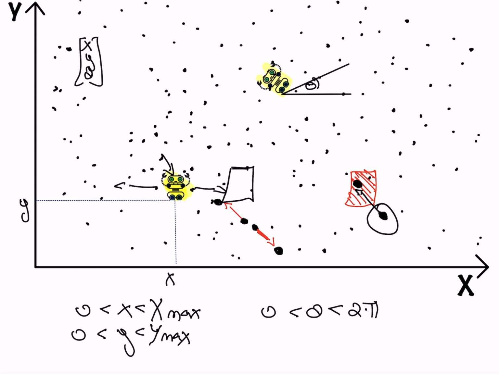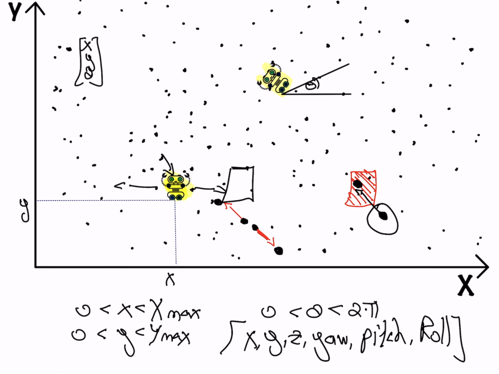So basically, this is how to create particles. And you create particles with X, Y, Z, yaw, pitch, and roll. So if you want to do a full 3D localization, position, and orientation, you will need to sample 6 different parameters: X, Y, and Z, yaw, pitch, and roll. In our example, we kept it very simple: X, Y, and orientation.